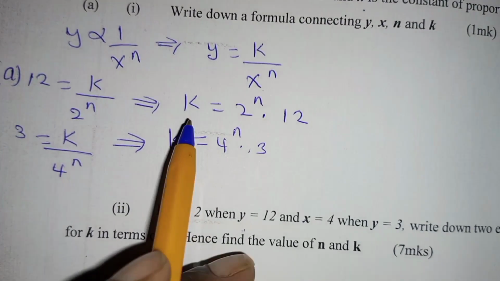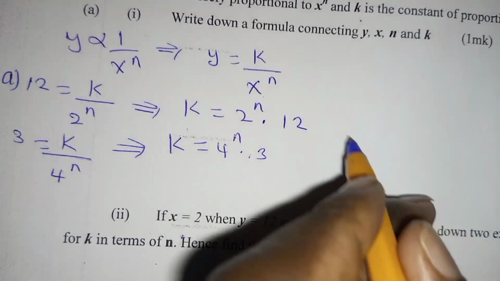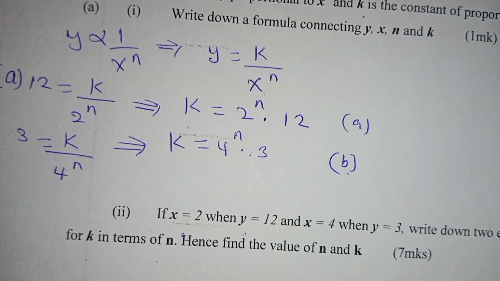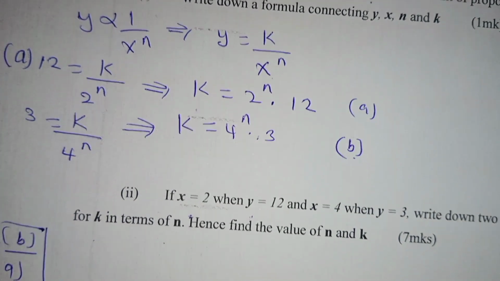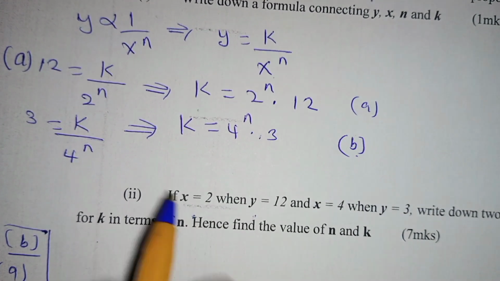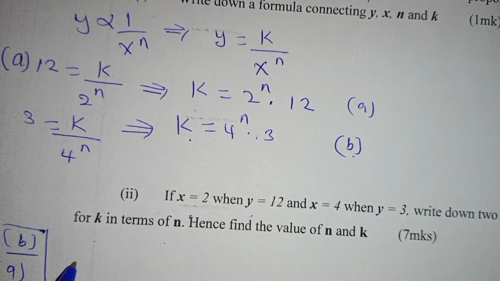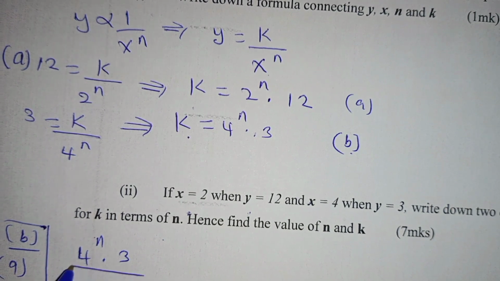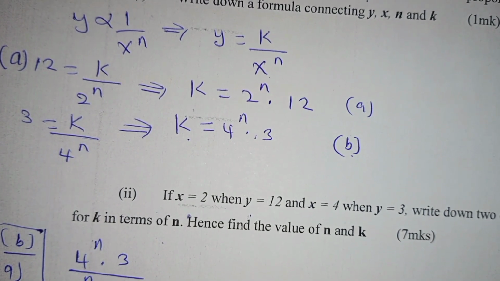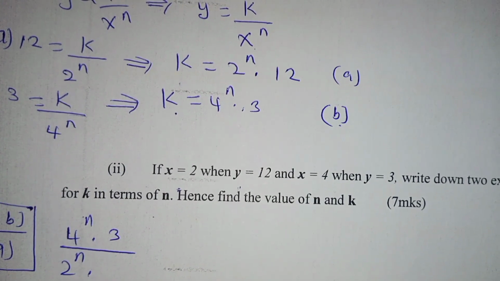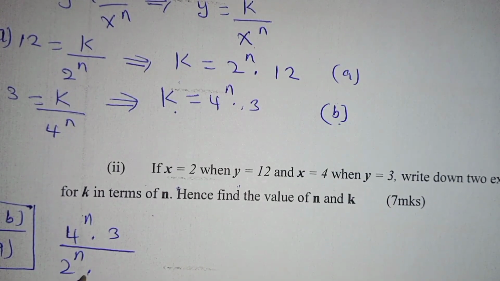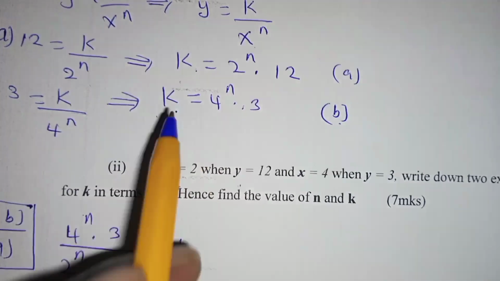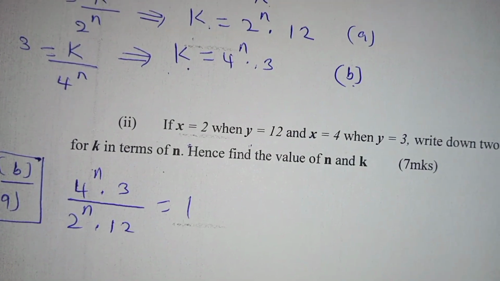So now you can call this equation A and this equation B. We can divide equation B over A. When we do that, on the right hand side, we are going to have 4 power n multiplied by 3 divided by 2 power n multiplied by 12 is equal to 1. K divided by k will give you 1.